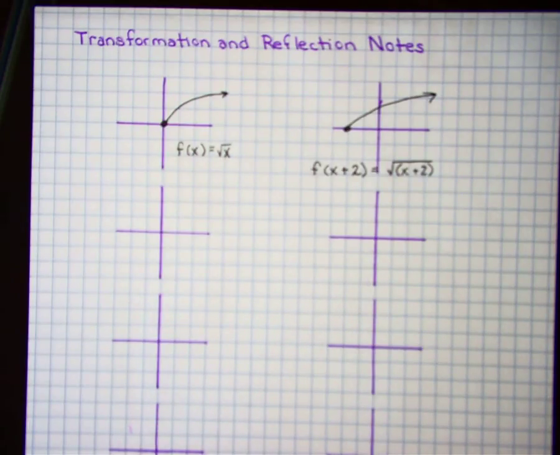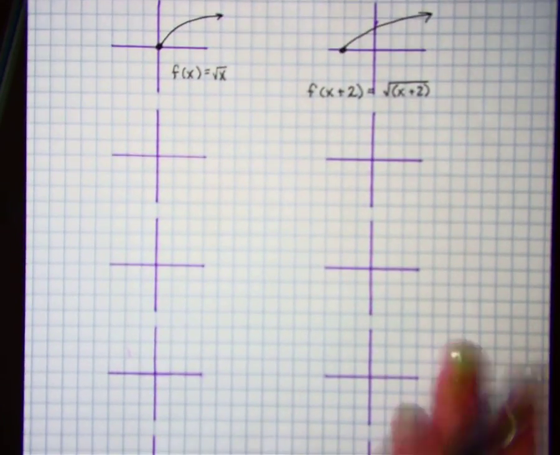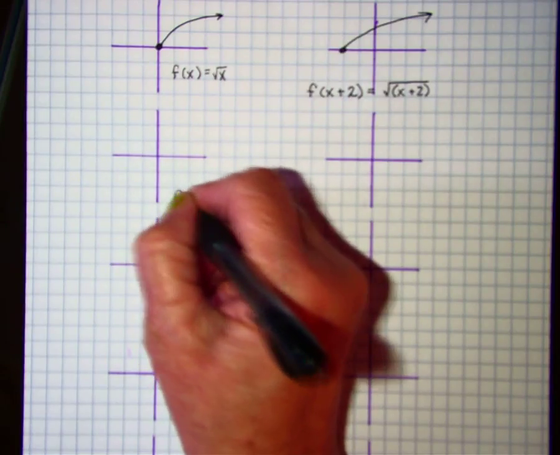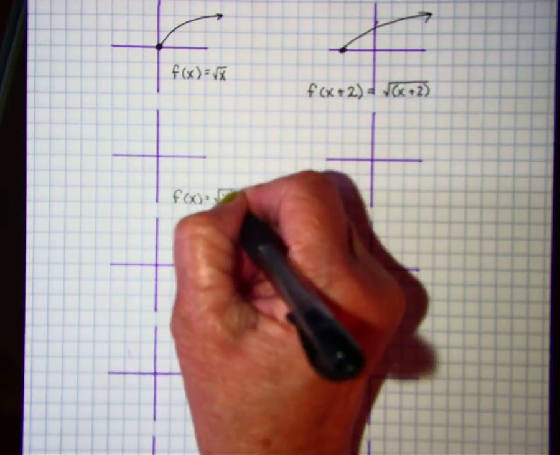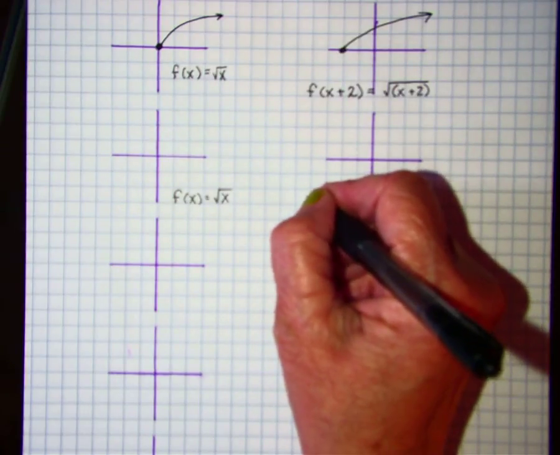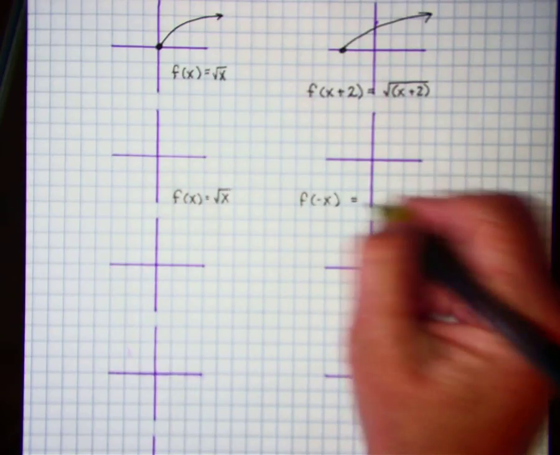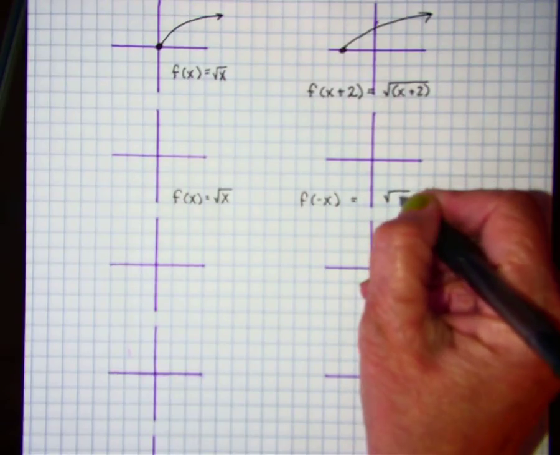Now, if we are looking at reflecting the function, we can take any function. So I'm going to take f of x is the square root of x again. Now I'm going to flip it over the y-axis. Okay, so I'm going to say f of negative x, so that will be equal to the square root of negative x.